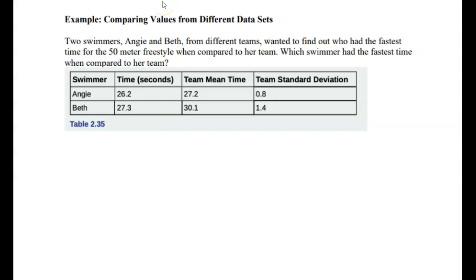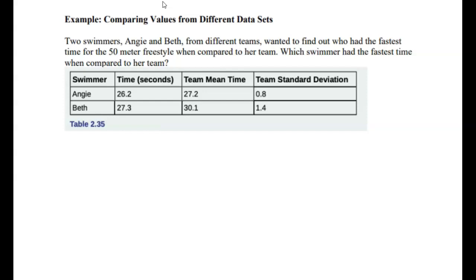So two swimmers, Angie and Beth, from two different teams, wanted to find out who had the fastest time for the 50-meter freestyle when compared with their team. Which swimmer had the fastest when compared with their team, right? So here's the data. For Angie, her swim time for the 50-meter freestyle was 26.2 seconds. Her team's mean time was 27.2, and the standard deviation was 0.8.